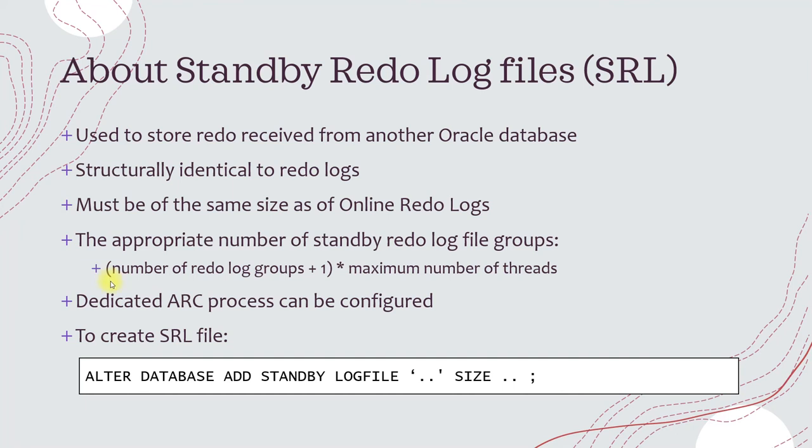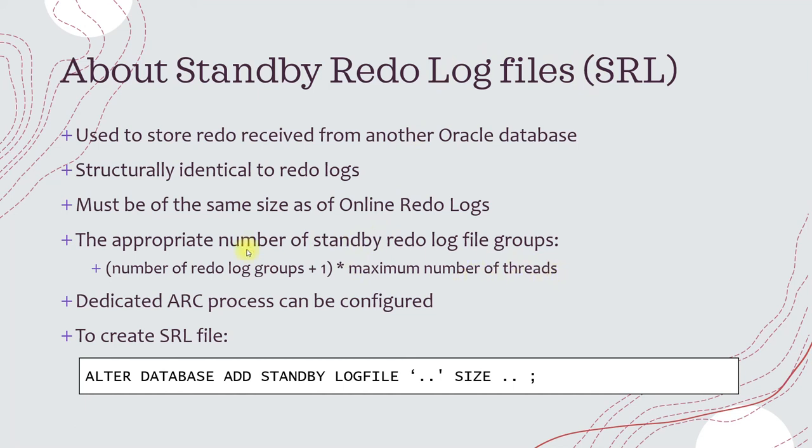Usually, if there are 3 redo log groups, with one redo log file each in the group, then there will be +1 in the standby redo log. So when I'm saying the primary database has 3 redo log files, then in the standby there should be one more, right? 4 redo log files must be created.